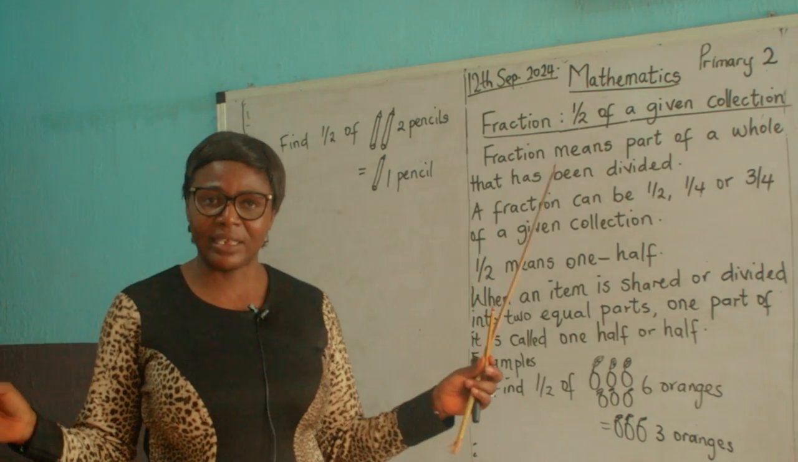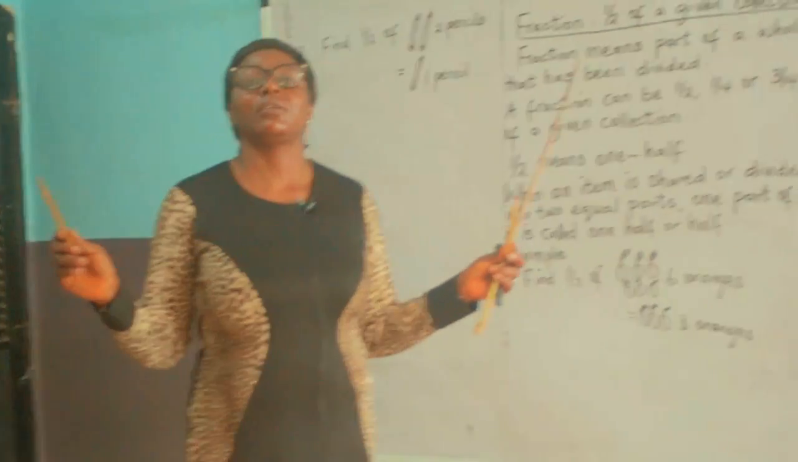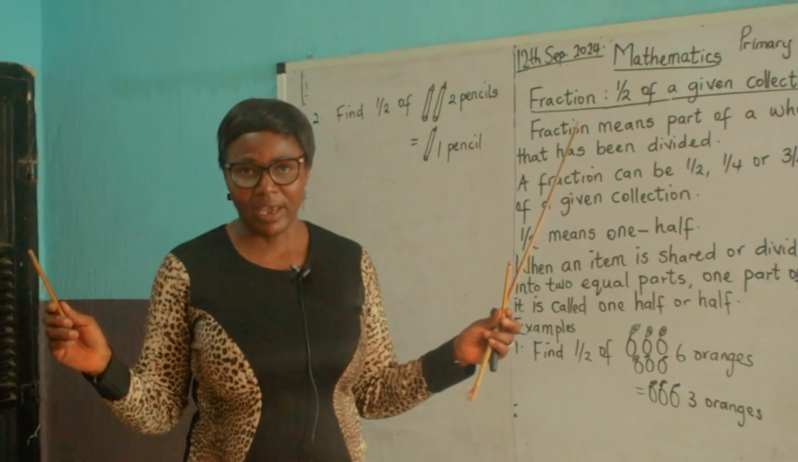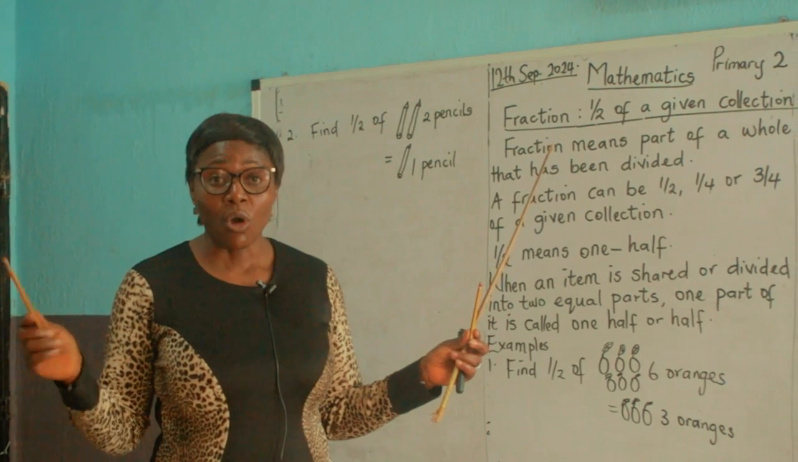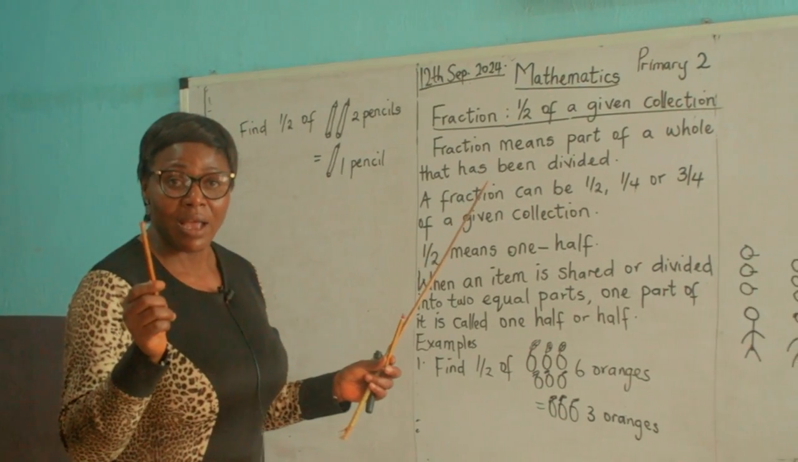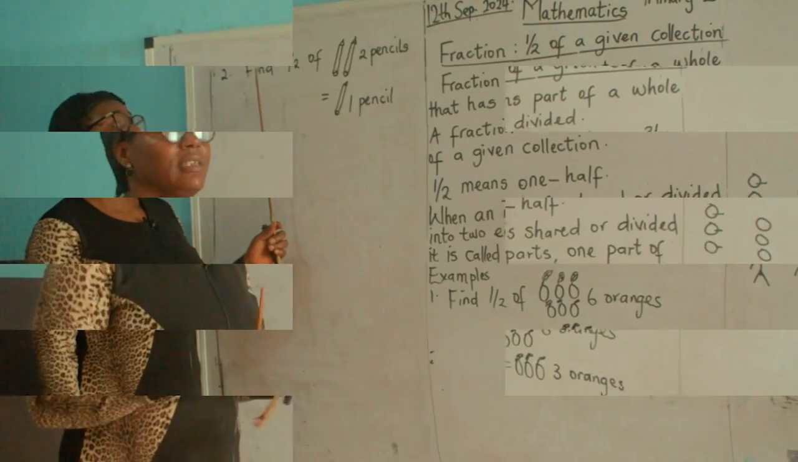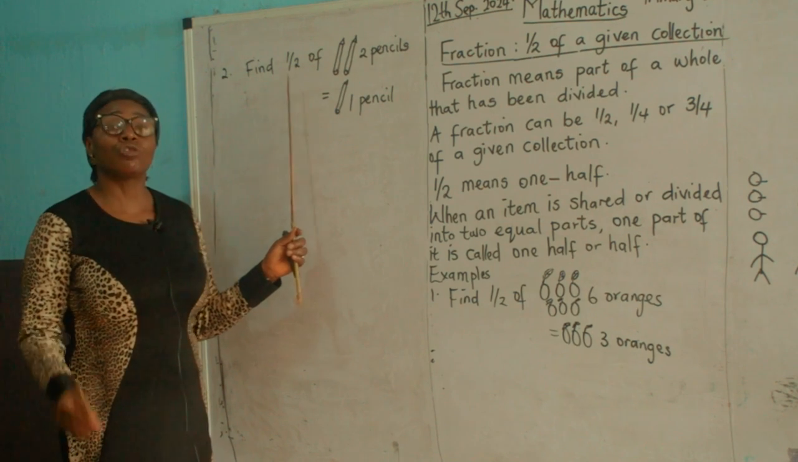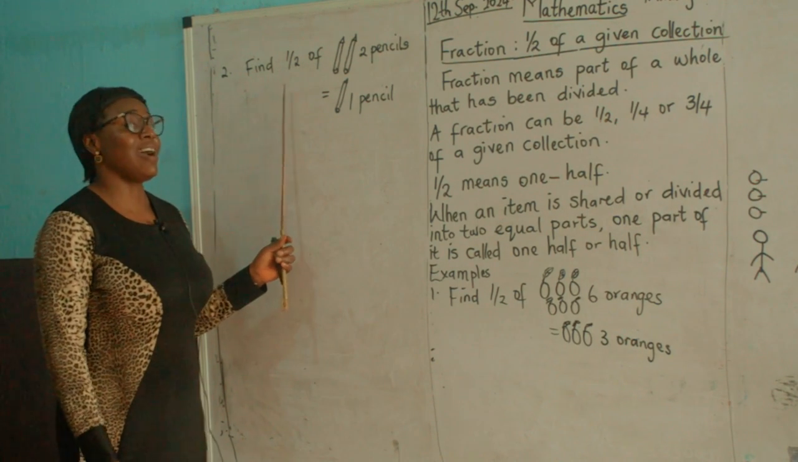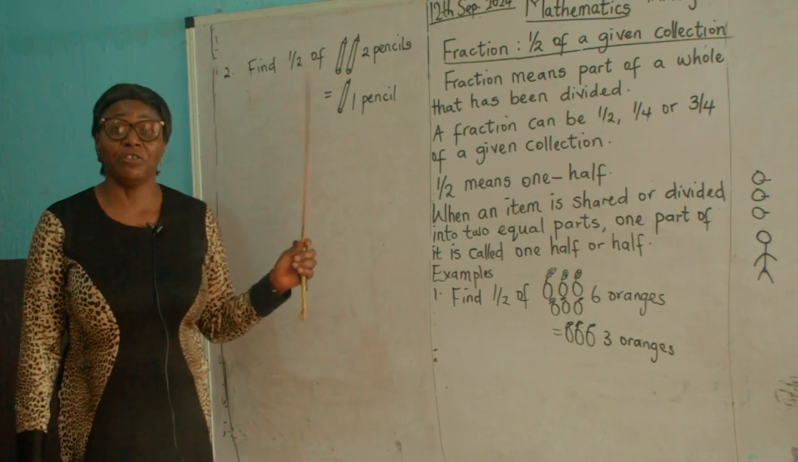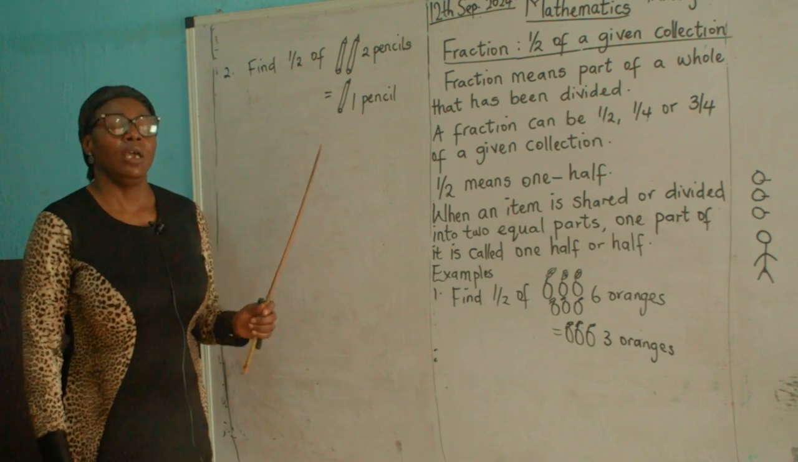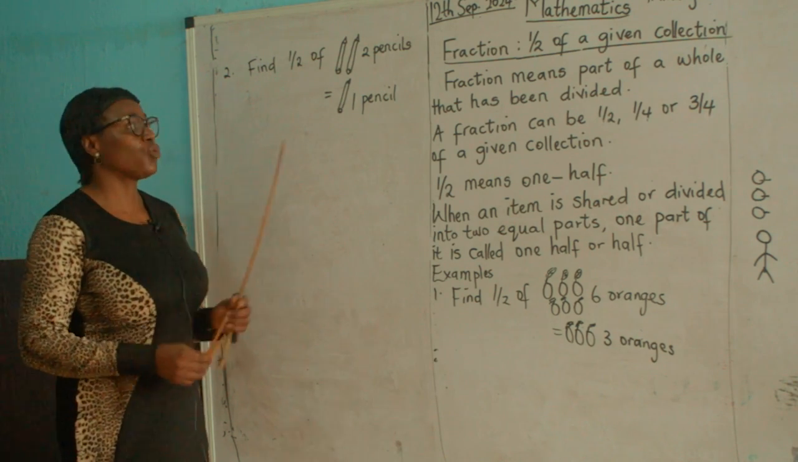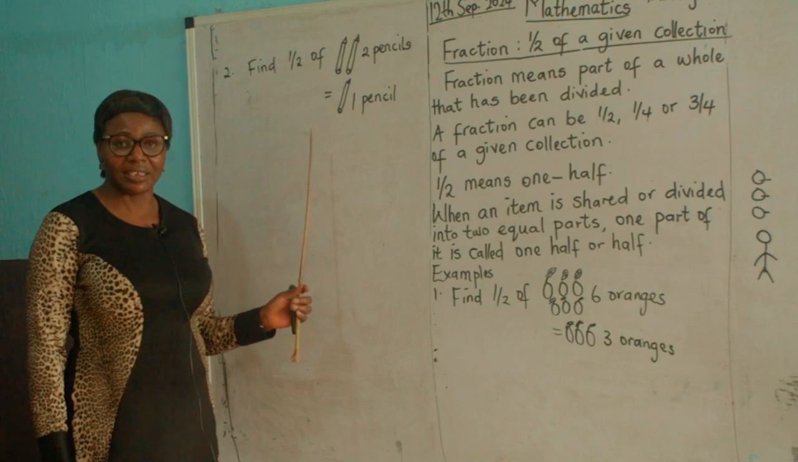How many pencils did each child take? What did you get? Each child took 1 pencil. Am I correct? 1/2 of 2 gives you 1. Is that clear, children? That will bring us to the end of this class.